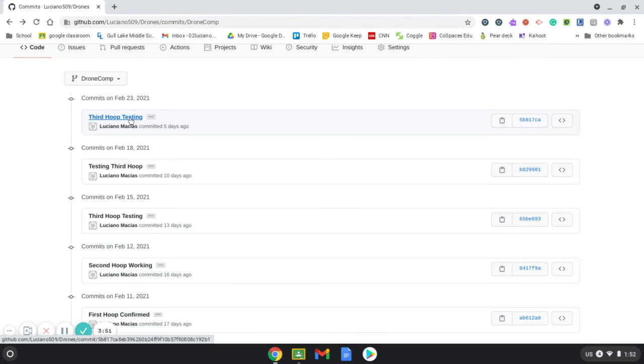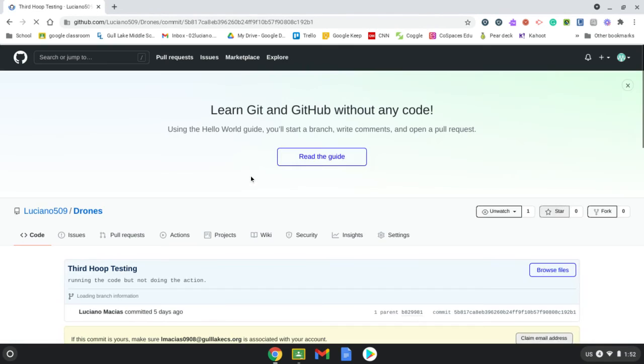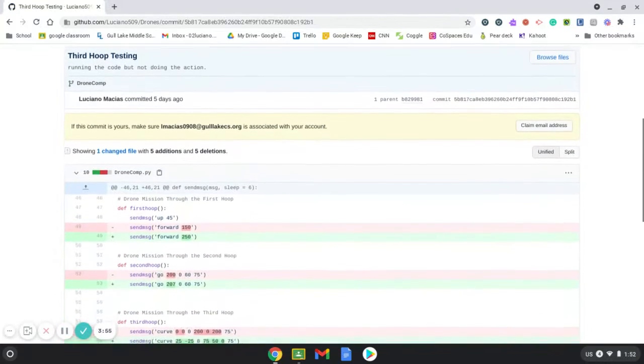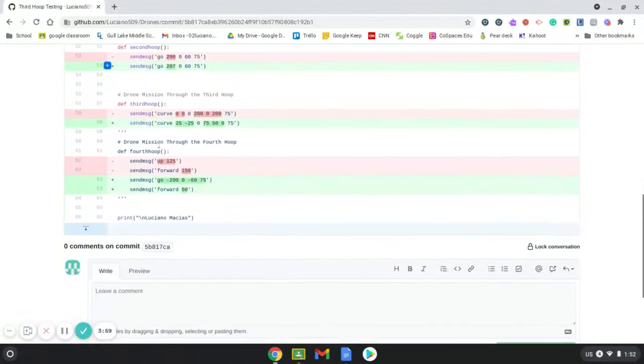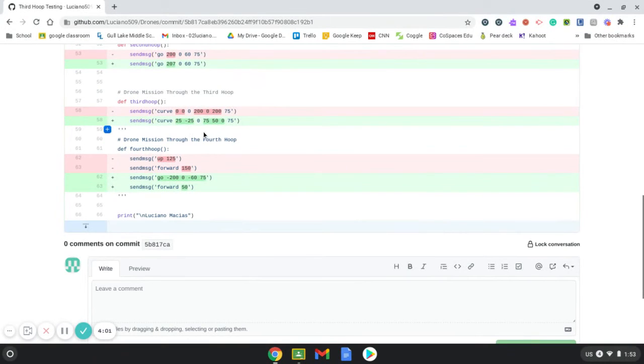But eventually, we just started messing around with the third hoop. We tried to figure out what the starting point was, or what the drone was at, and how to connect that to the curve command.